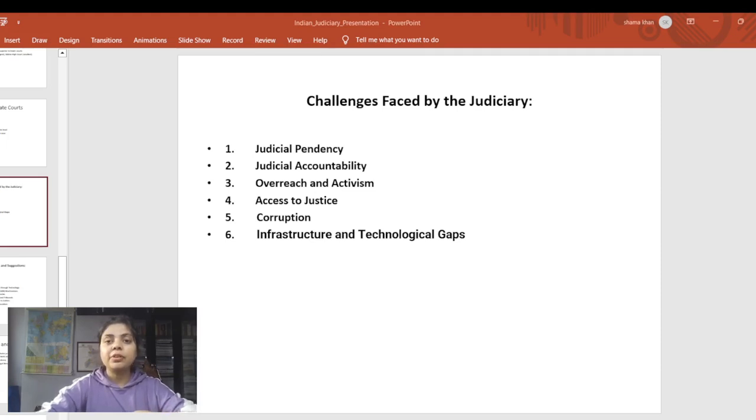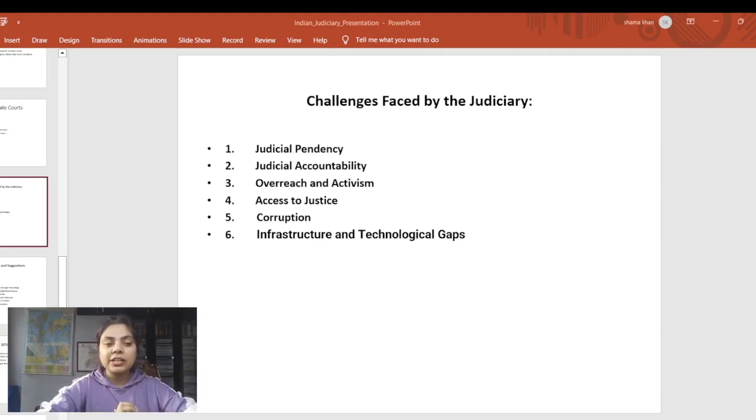The fourth point is access to justice: the legal cost, the procedural complexities and the time make the justice system very inaccessible for marginalized groups. The fifth point is corruption. Corruption is a major impediment to the judiciary's ability to perform optimally. The Chief Justice of India approved an FIR against a judge accused of accepting a bribe. So let's see what we can do in order to tackle this kind of corruption.